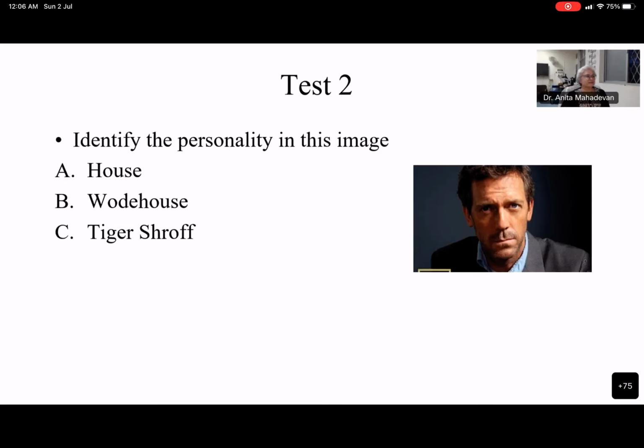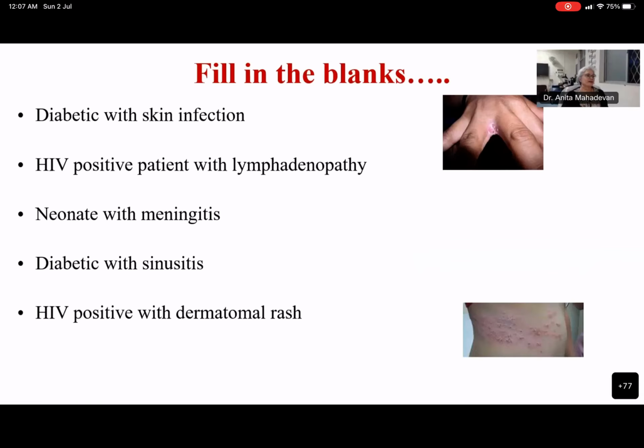So this is test 2. Can you identify the personality in this image? Is it House? Is it Woodhouse? Or is it Tiger Shroff? The option is B, don't know. There was no don't know. Most of them say A, ma'am. Predominantly are saying A. Okay, that is the correct answer. That is House. And those of you who have not watched the serial, please do so. All right, now we start.